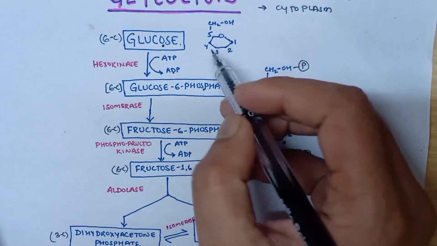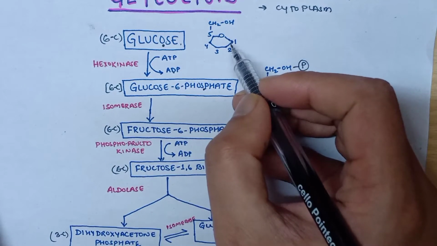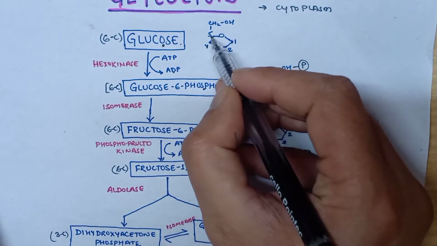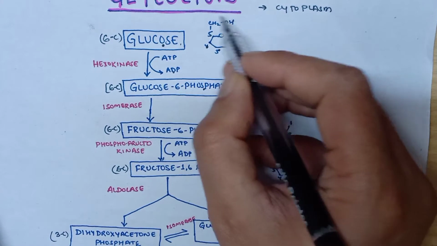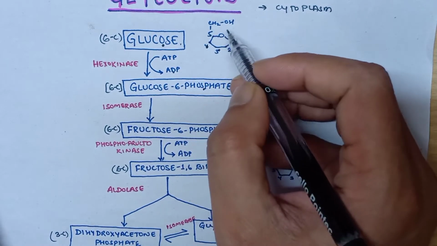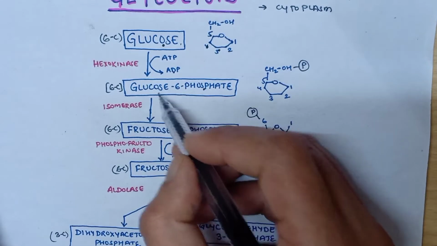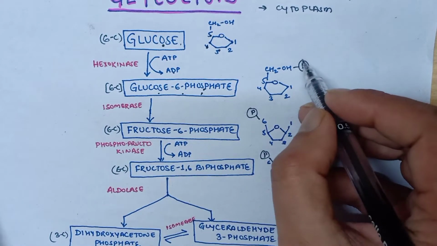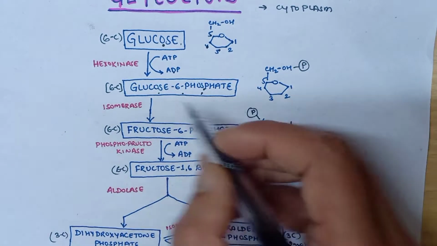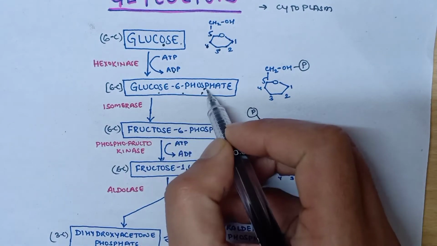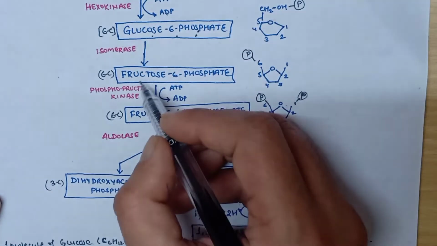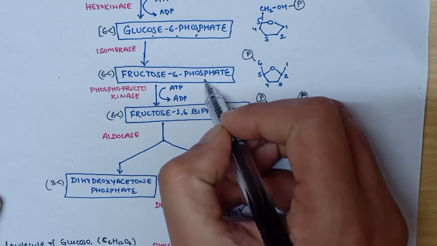We see here that glucose is a 6-carbon compound. So it has 1, 2, 3, 4, 5 and 6 carbons, and it has a single side chain. When it gets converted into glucose 6-phosphate, 1 phosphate group is added to the side chain of glucose. Now glucose 6-phosphate will undergo isomerization and will get converted into fructose 6-phosphate.